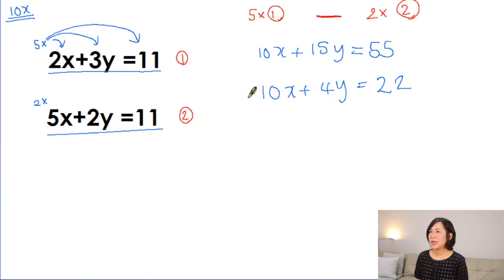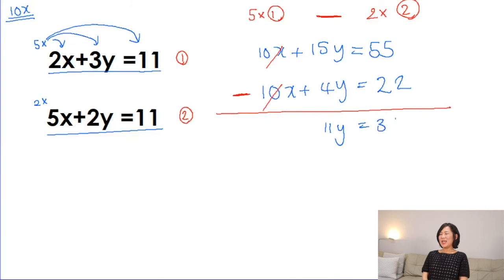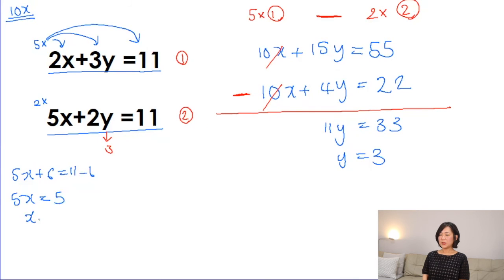Then we can cancel the x. So now we only have y. 15y minus 4y is 11y equals 33. So y is 3. Let's put 3 inside the y. There, now 5x plus 6 equals 11, then 5x is 5. So x equals 1. Then we found the solution for this equation.